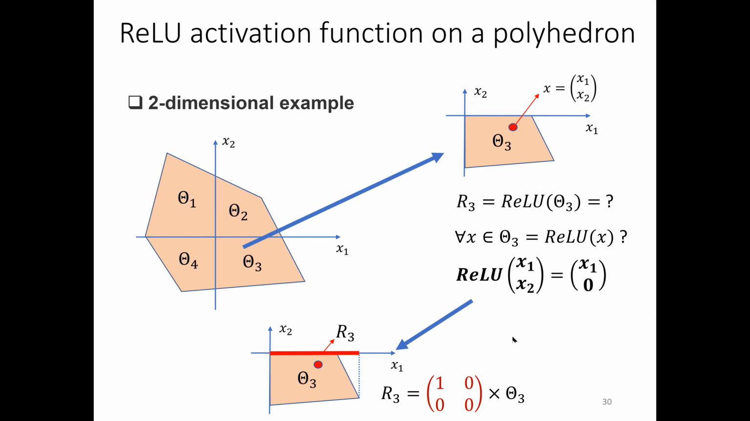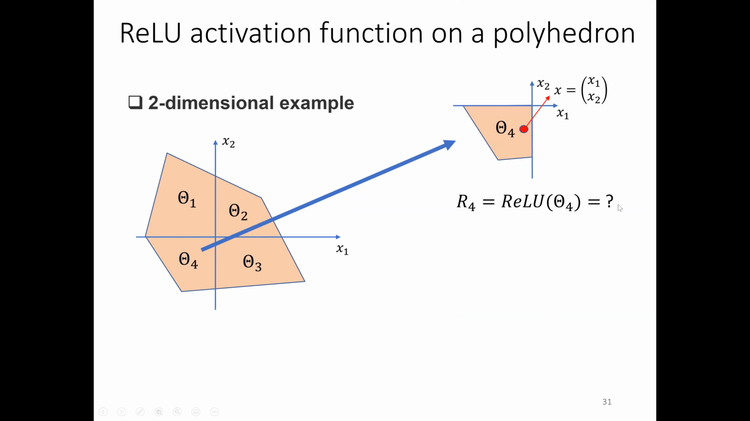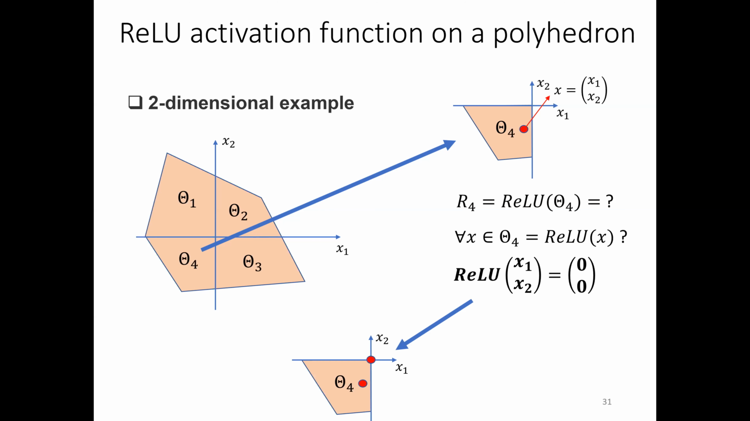Okay, so that's the third region, right? Now come to the 4 regions. So what do we get? 0, 0, right? So that means in this case, we get a 0 point, right? And in terms of affine mapping, we have this, right?